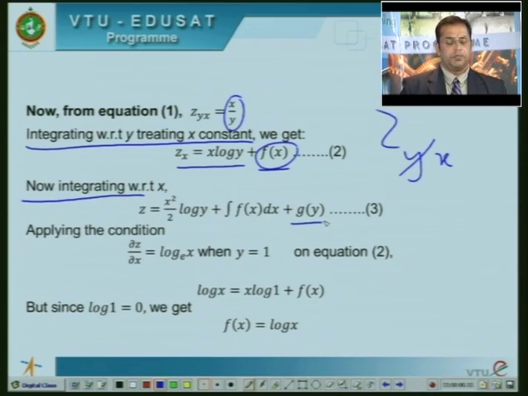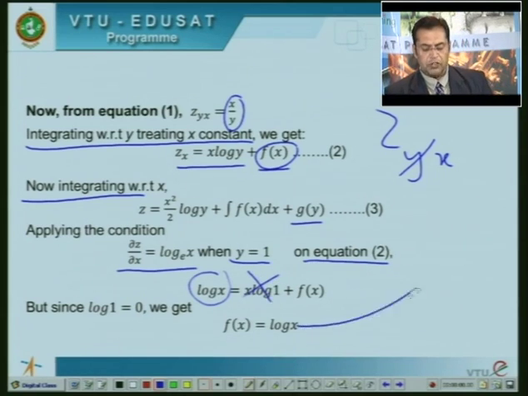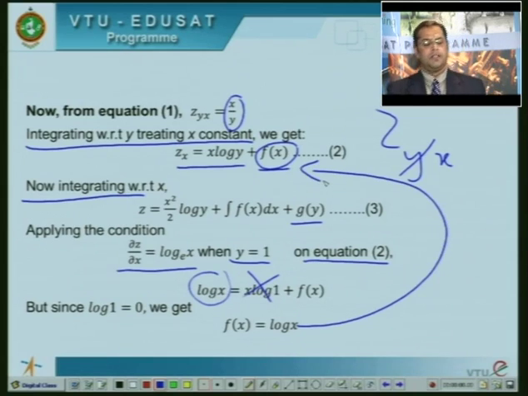Now, applying the condition dou z by dou x equal to log x when y equal to 1 on equation 2, you get when y is 1, z_x is log x. So, replace z_x by log x; LHS is log x. In the RHS put y equal to 1. So, you get x log 1 plus f of x, but log 1 being 0, this cancels, leaving you f of x equal to log x.